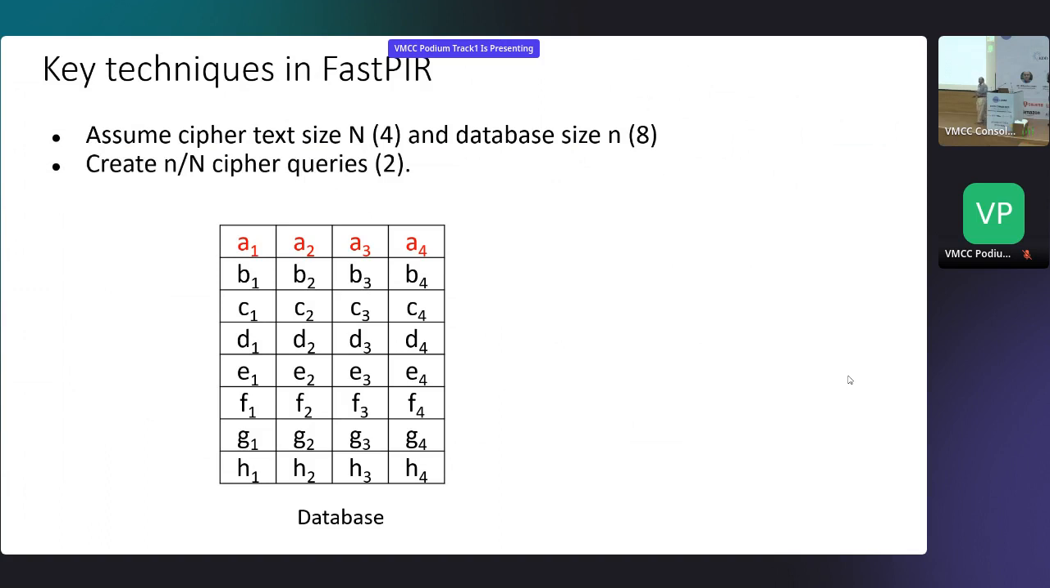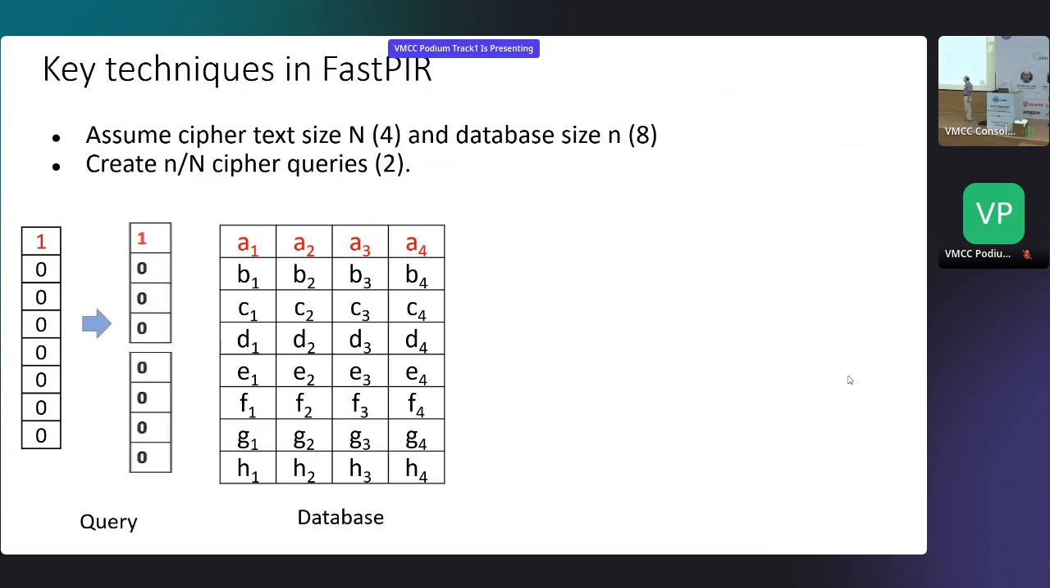So what I'm going to do is I'm going to create N, which is the size of the database, divided by n, which is the size of the vector, ciphertext queries. What does this mean? Instead of this vector of 8 entries, 7 zeros and 1 one, I'll have two vectors. In this case, it's 8 divided by 4, but you can do the math for anything. And you end up with a 1 and then zeros, and the other one zeros. So I've just divided my query in a certain way.